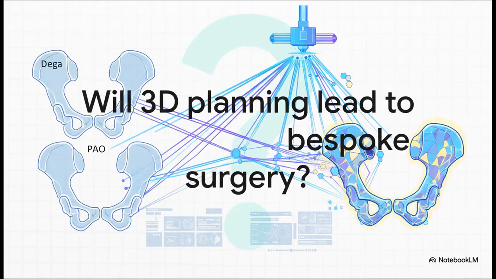And just to finish, let's leave with a thought about the future. You know, we've talked about these procedures as being in very distinct categories. But with 3D planning and patient-specific guides becoming more common, are those lines going to start to blur? Are we going to move away from choosing a DIGA or a PAO and instead start planning a truly bespoke, personalized osteotomy for each individual patient? It's a really interesting question, and it's probably where this whole field is heading.